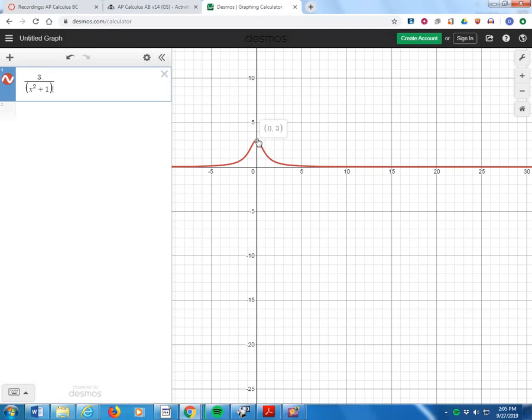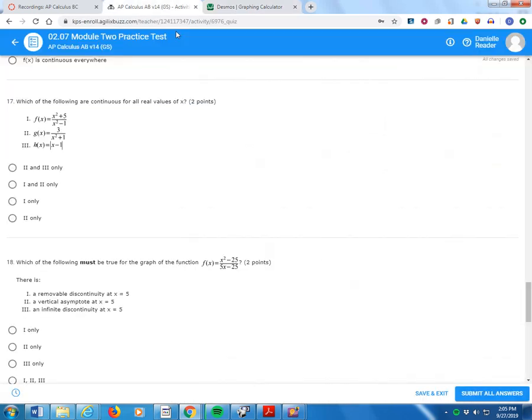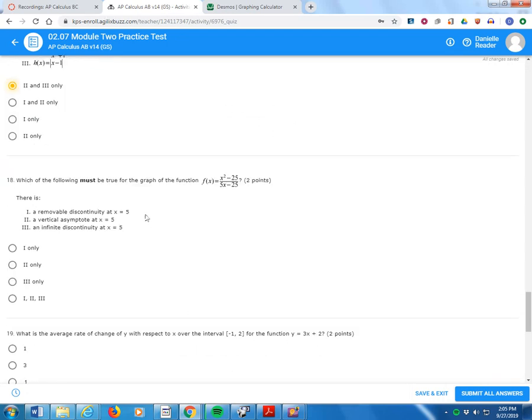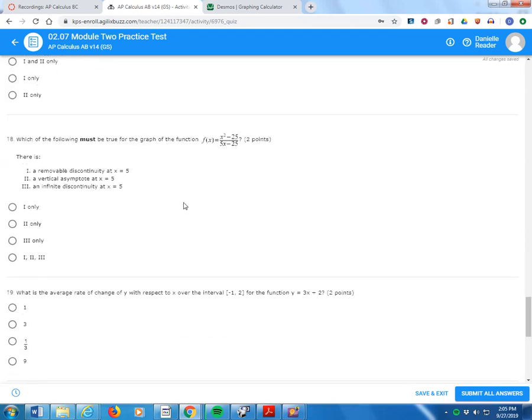And it exists. I think that one's continuous as well. So I would say 2 and 3 only. This one definitely is not continuous. Which of the following must be true for the graph of this function?